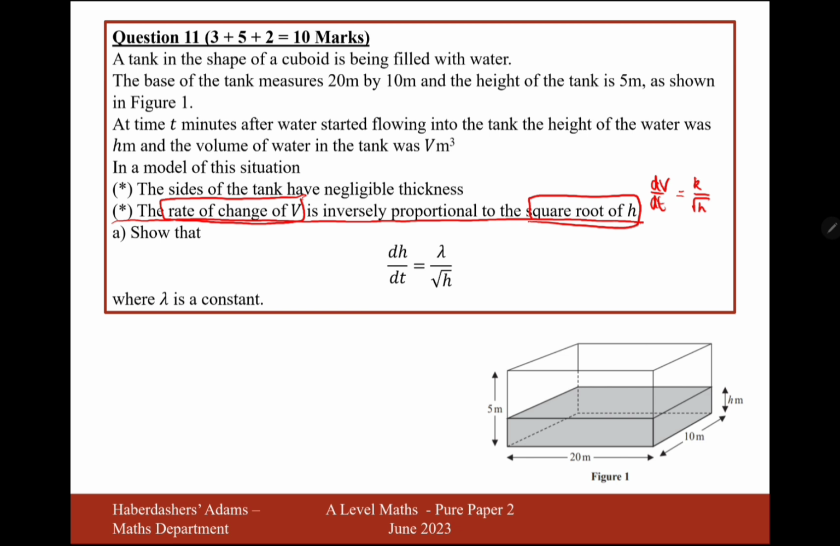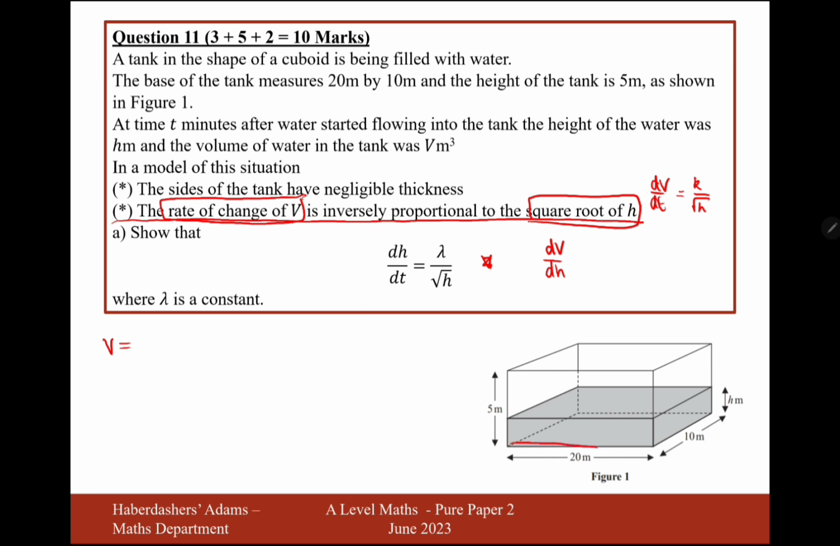So I've got dv by dt, now I need to work out dh by dt. So I need to get rid of a dv and put in a dh somewhere. So I think I'll need to work out what dv by dh is equal to. But first, the first thing I'll need to work out is an expression for volume in terms of height. And we can work this out from the shape that we've got here.